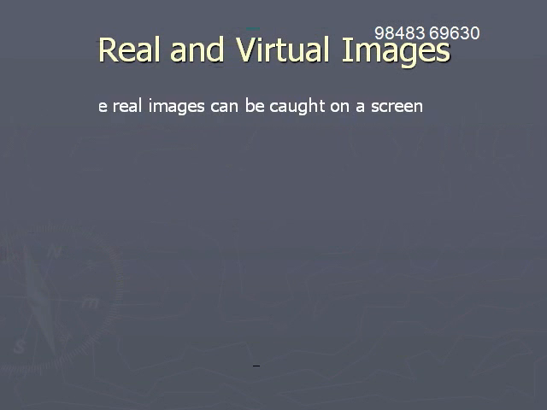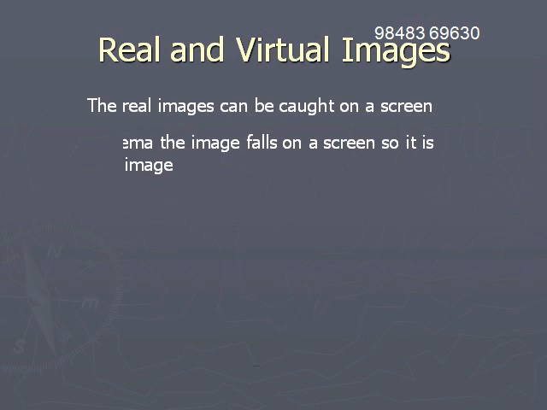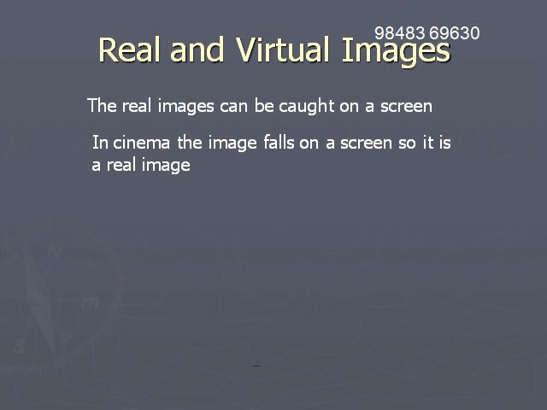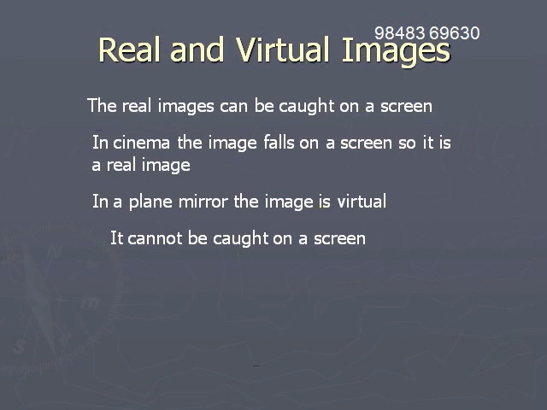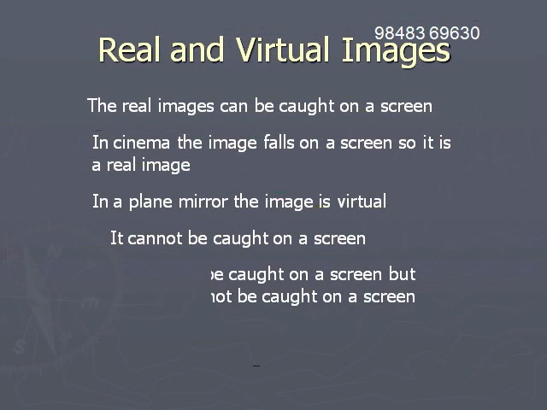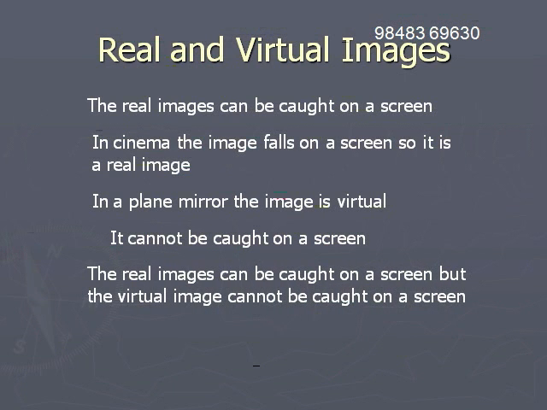Real and virtual images. Real images can be caught on a screen, and the virtual images cannot be caught on a screen. In cinema, we notice a real image. The image is formed on the screen. In a plane mirror, the image is virtual. We can see the image and we cannot catch it on a screen. So, images are real and virtual. If the image can be caught on a screen, it is a real image. If it cannot be caught on a screen, it is known as virtual image.